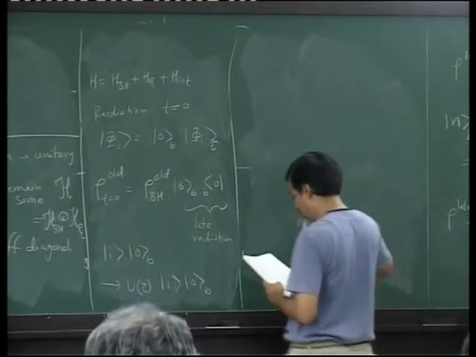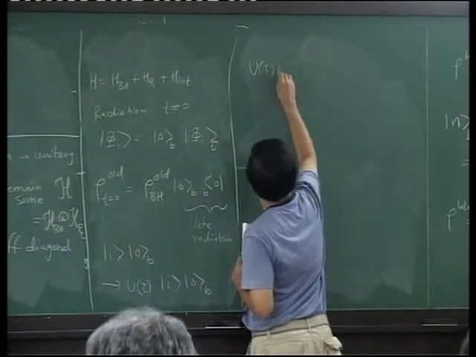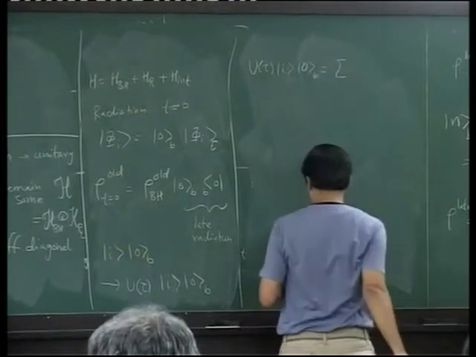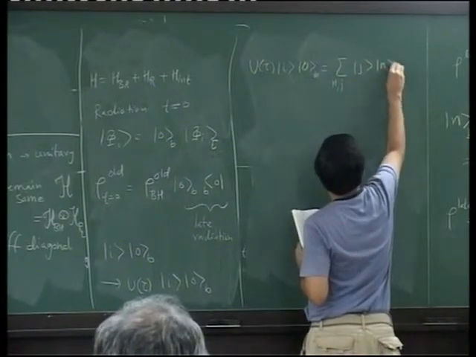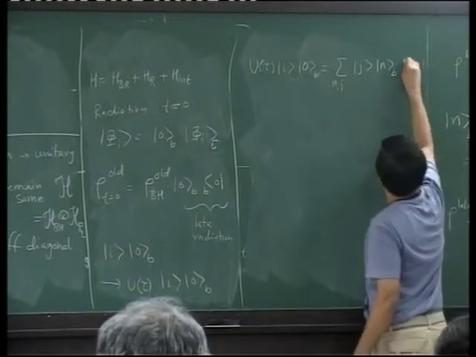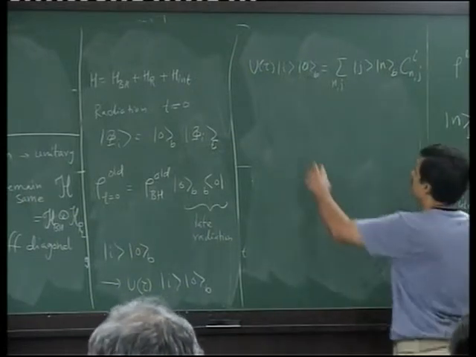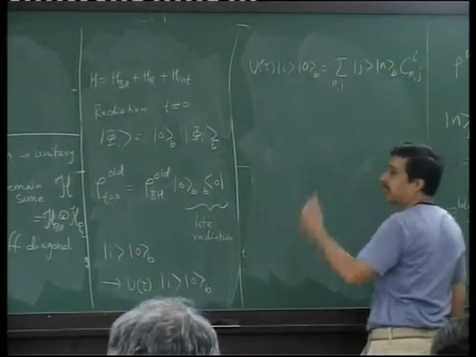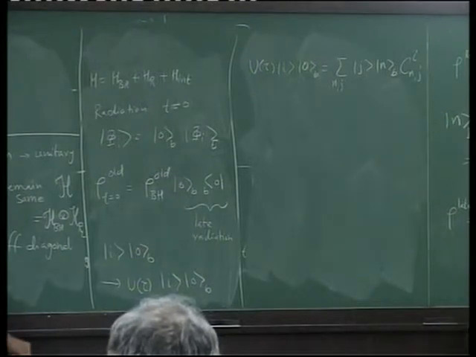Fine. So let's write down this system u tau as a sum over states n and j, times c I n j. So I is a pure state and it evolves into some combination of these states, where n are specific excitations in the late radiation and j are black hole states.